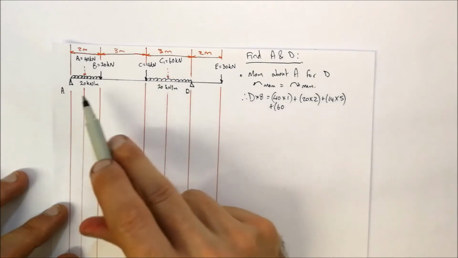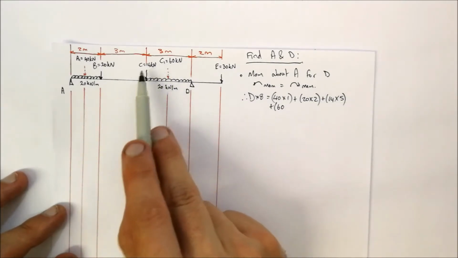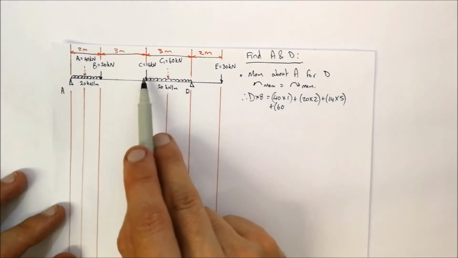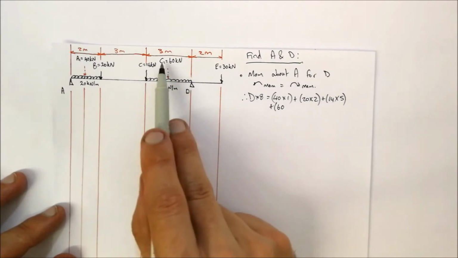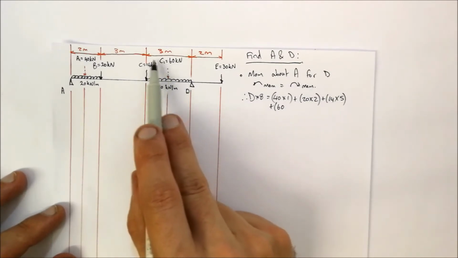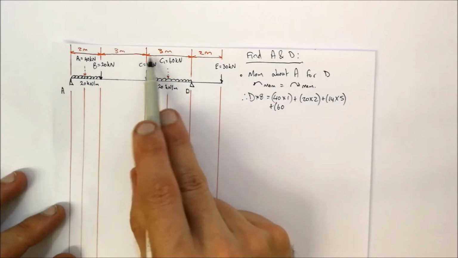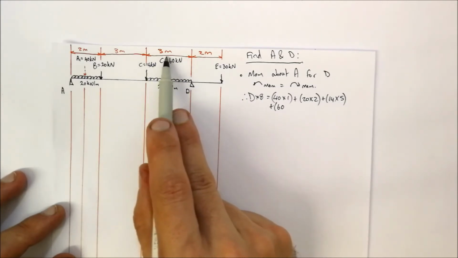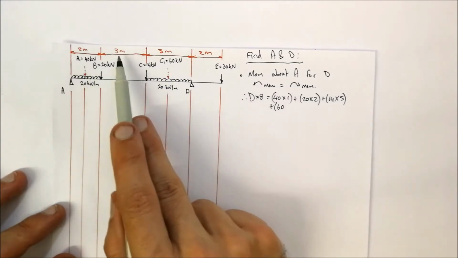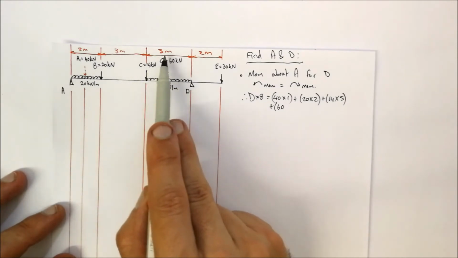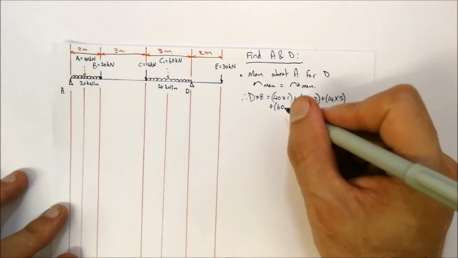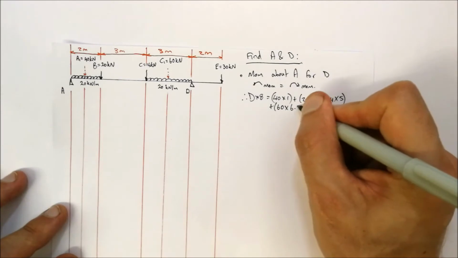How far is C1 from A1? Well, keep in mind that C1 is in the middle between C and D, and that is 3 meters. So half of that is 1.5 meters. It's 2 plus 3, which is 5, plus 1.5 meters, which is 6.5. So we multiply by 6.5.